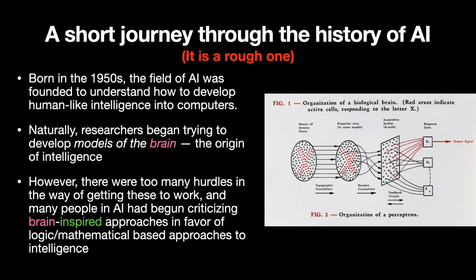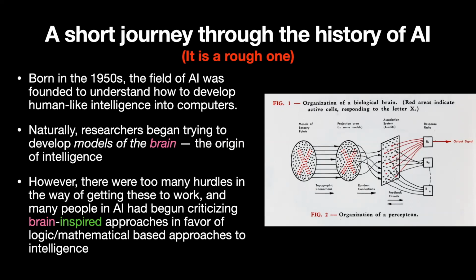Okay, so we're going to take a short journey through the history of AI. One, because it's exciting, and two, because it's very well integrated into a lot of what's happening right now with neuromorphic engineering. Why do people believe in neuromorphic computing? Why does this field exist? How does it relate to the history of AI? So AI was born in the 1950s, which is basically the exact same time that the first computers were being created.